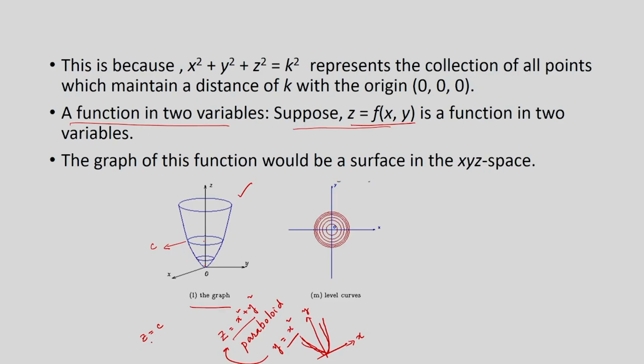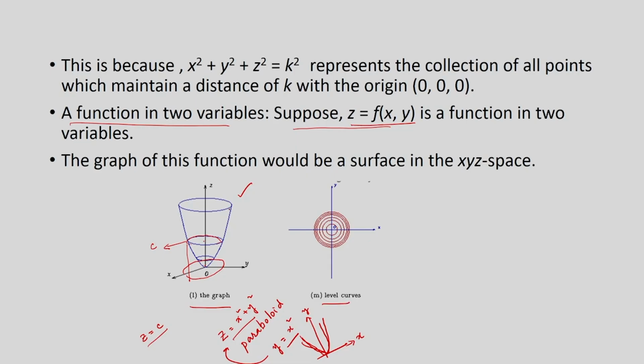So, this z is equal to c plane will intersect this paraboloid, right, and from this intersection, which in this case looks like a circle, we basically project this on the xy plane. So, this is how the projection is being done. Okay. And this projection, when it is done on the xy plane, we get this level curve. So, on the right hand side you have this level curve.